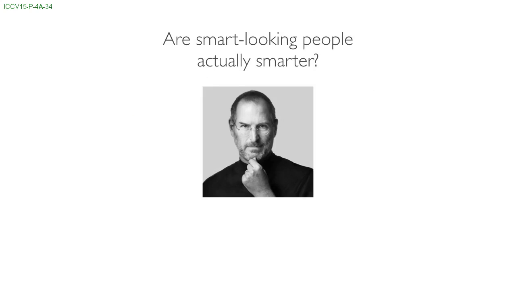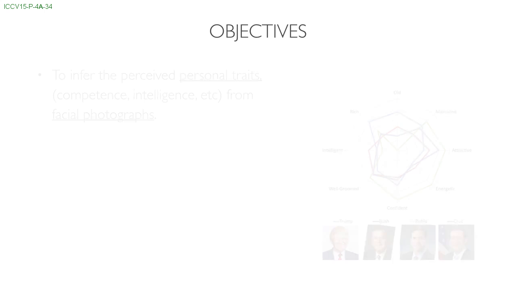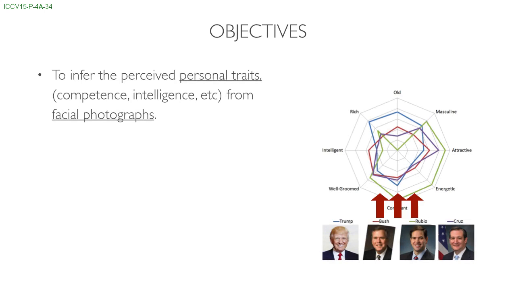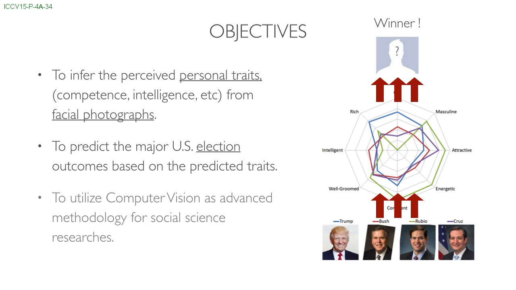Smarter looking people are not that smarter, but we may think they are because the face can make a strong impression about the person. In this paper, we want to train a model that can automatically infer the perceived traits such as competence or intelligence from facial photographs. And then we use these traits to predict the outcomes of real-world social events such as political elections.